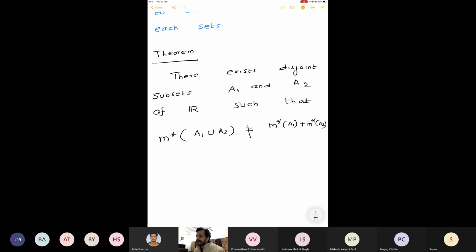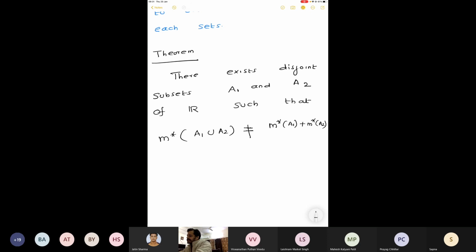One thing you know, M star of A1 union A2 will be less than or equal to M star of A1 plus M star of A2. In fact, it is true for any countable collection of sets. Even disjointness is not needed. But you will not get equality for a pair. Such a pair I can construct. Okay, so this I will prove. This is not that easy. It needs axiom of choice.